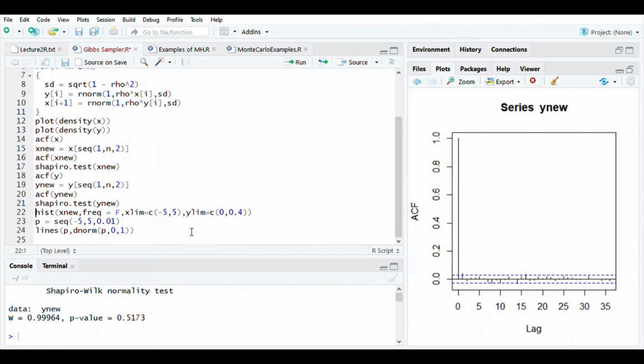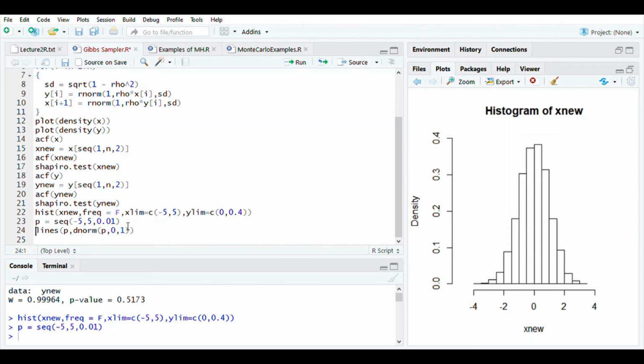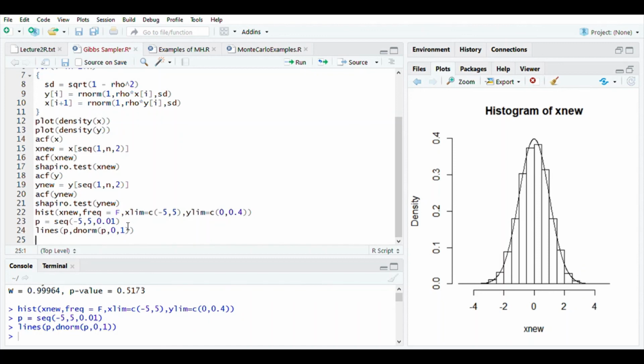Just to be extra sure, let us look at the histogram of x. I have given the limits already, a little bit more than it actually could be. So 0.4 I have given as the y limit, and x limits I have given as -5 to 5. Now I am computing the normal density and imposing the normal curve on this. So as you can see, the histogram looks like a normal curve. So we can safely say that x is definitely following a normal distribution.